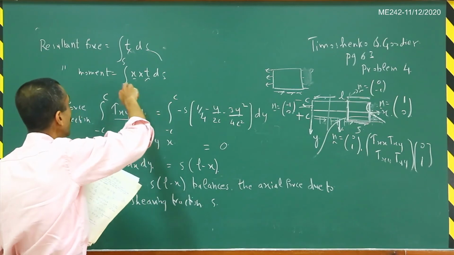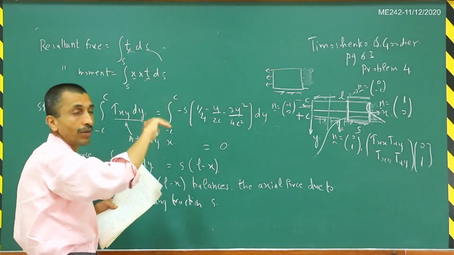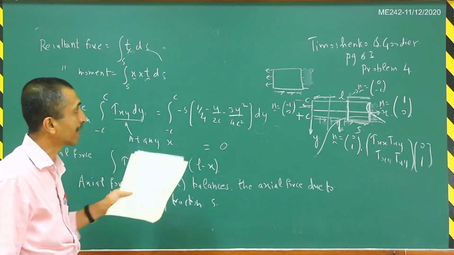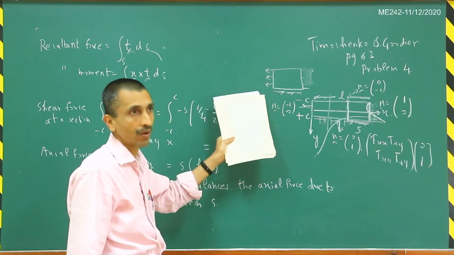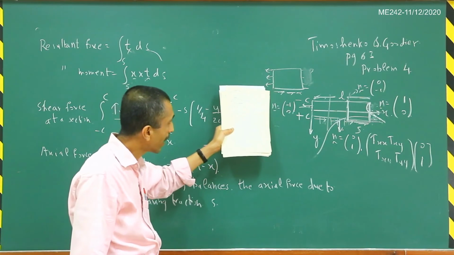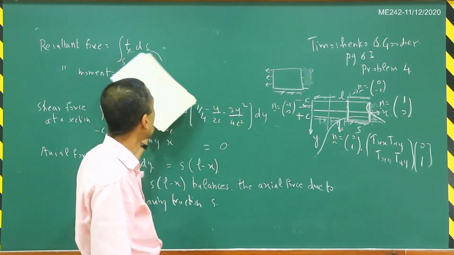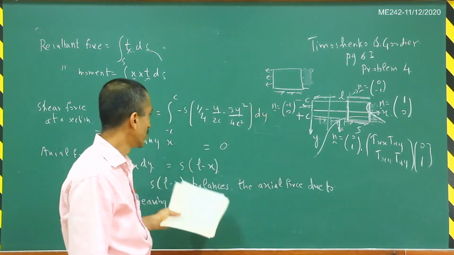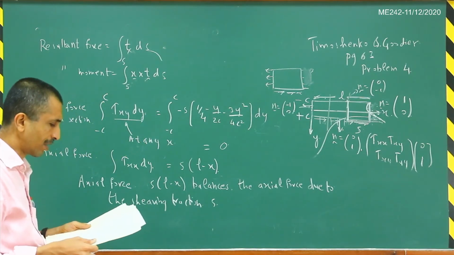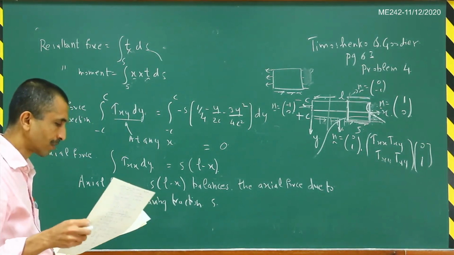And similarly, the integral of x cross t over the entire surface will be equal to 0 because again it's a static problem. But here what we are doing is that we are computing it on one surface, okay? And then as I said, the integral of this and the integral of this will balance, and then finally you will see that the integral of t dS is equal to 0. So these are some of the things about how to compute the resultant forces, resultant moments at a given section.